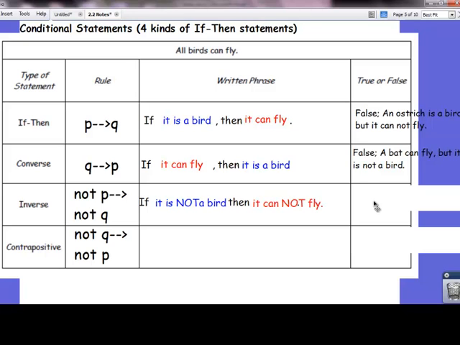You need to decide, is this true or false? In this case, it's also false. A butterfly is not a bird, but it can fly. So it's not necessarily true that all things that are not birds cannot fly.